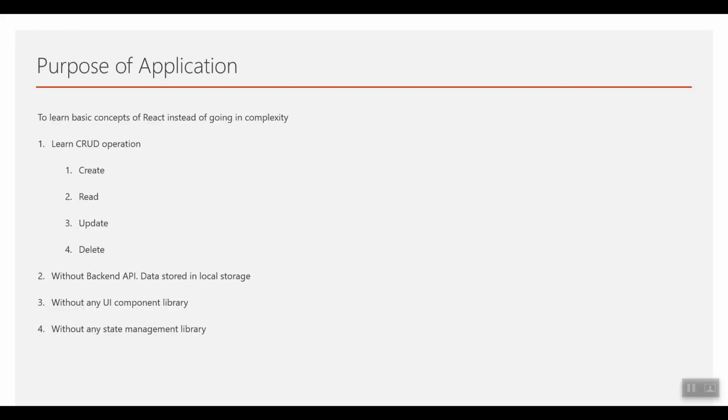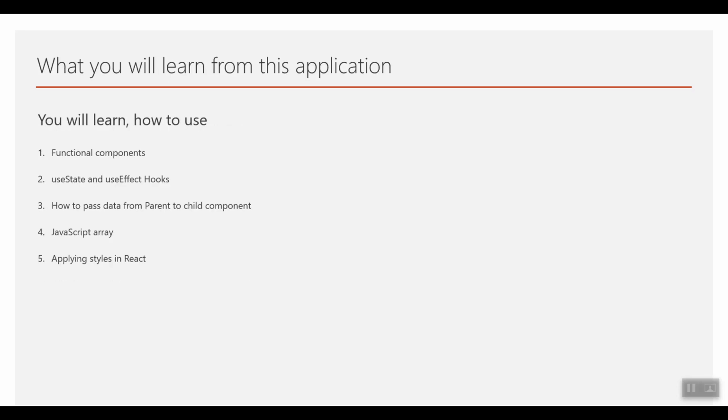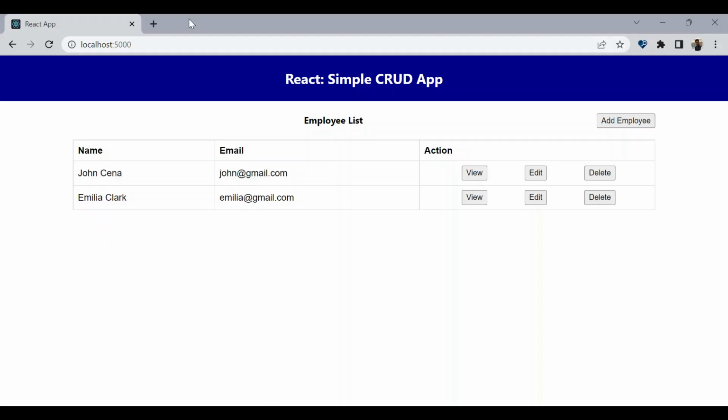Okay, so what do we learn from this application? We are using functional components, so you will get a much better idea about functional components. And for data storing activity we are using hooks, useState and useEffect. And we will pass data from parent to child, so that will also help you. Also we are going to use a JavaScript array to store the employee records, and to delete and update. Okay, fine. So let's get started with the code.